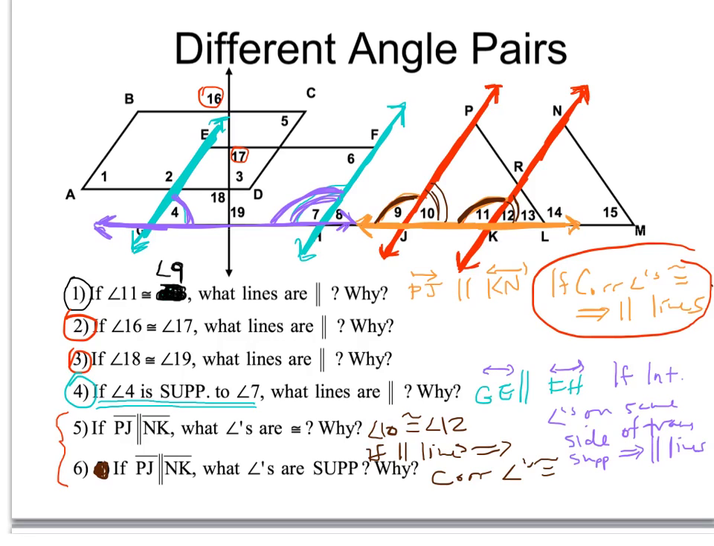If PJ is parallel to line NK, what angles are supplementary? There's also a couple choices for you to answer there. Now, to end here, on this slide, you can see there's a ton of action going on. I've only asked you 6 questions, but really, I could have asked you a lot more.